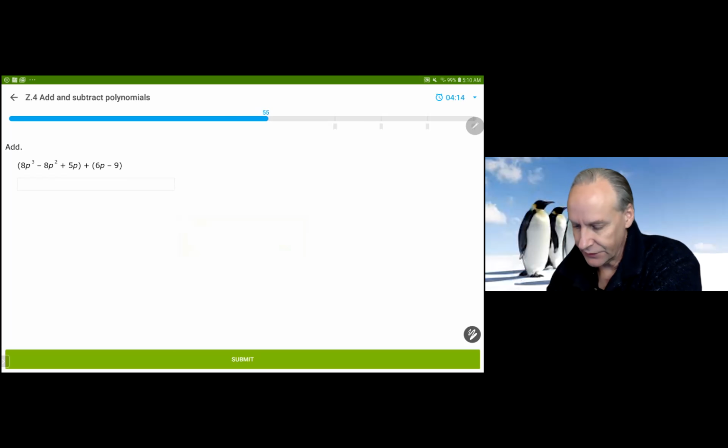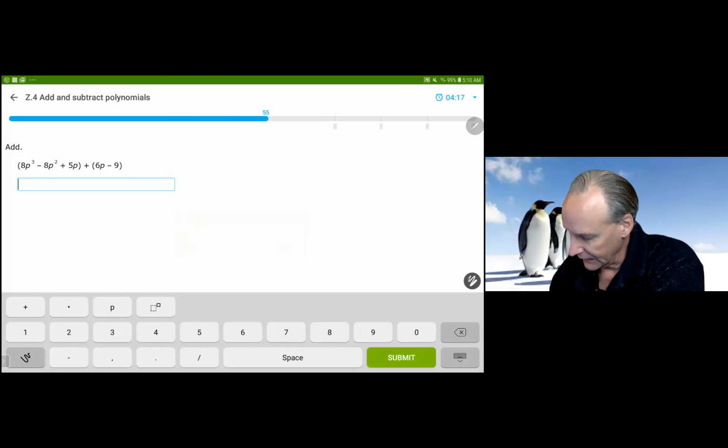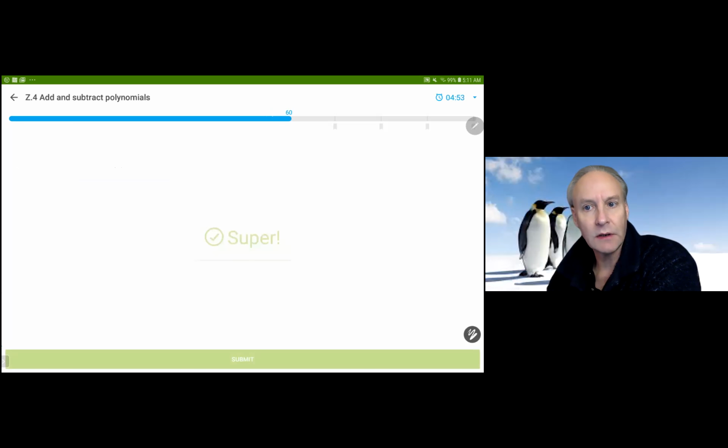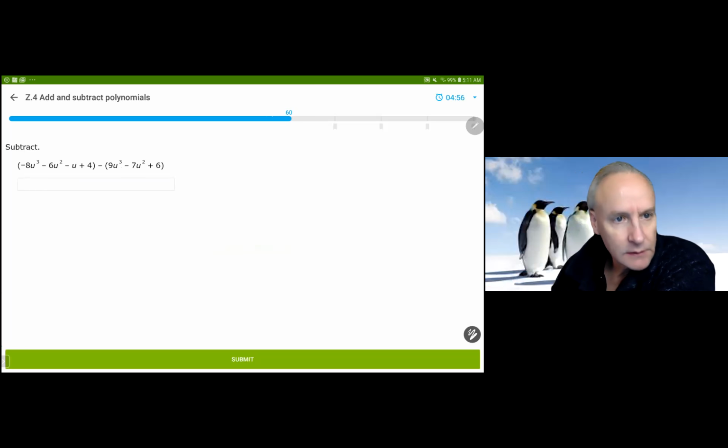The main thing is you've got to make sure that your integers are right. We have 8p cubed. Now we have minus 8p squared. And now we have 11p. So I added the p's together, and I have a minus 9. The only like terms were the p's, the 5p and the 6p. A common mistake is to want to subtract things with exponents. And remember, they have to have the same exponents. We call that a polynomial, and it was a third degree.